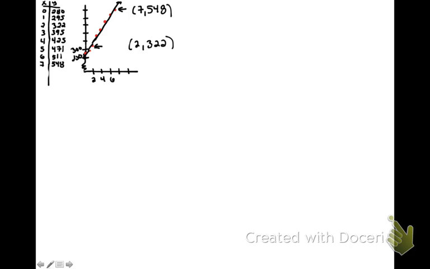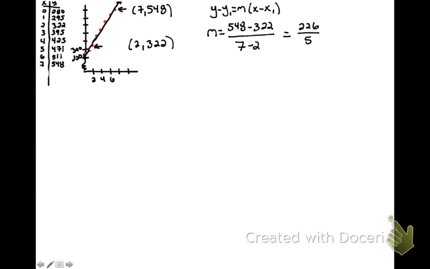Now, we know from the work we've done recently that one equation of a line is point-slope form. And this is an example where point-slope form is going to be really nice to work with. So let me remind you that it's y minus y1 equals m times x minus x1. I need to know the slope. So the slope is y2 minus y1, or in this case 548 minus 322, all over x2 minus x1, so 7 minus 2. This simplifies down to 226 over 5. That's the slope of my line.